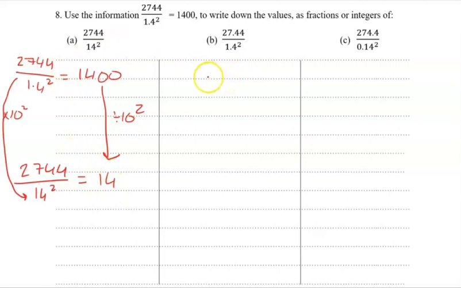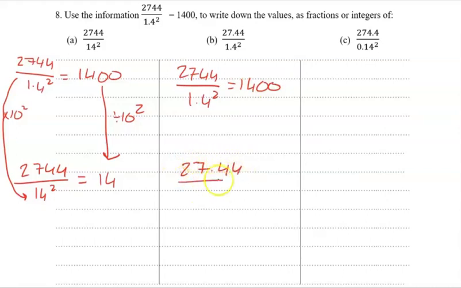Now the next question. Remember, start with the original. You have 2,744 over 1.4 squared. That's 1,400. Then you have 27.44 over 1.4 squared. Now the numerator has changed. We're dividing it by 100. Denominator hasn't changed, so this number here is just being divided by 100. So the answer is 14 again.